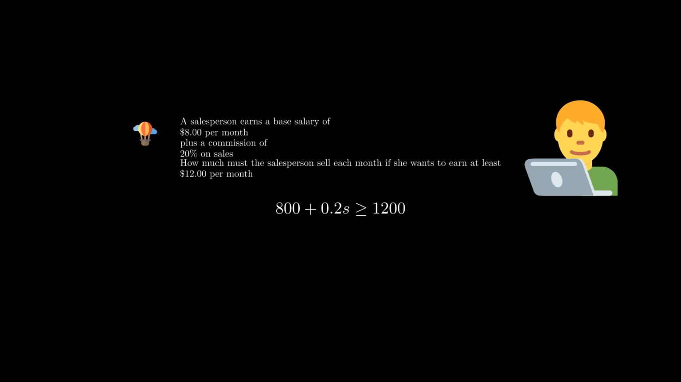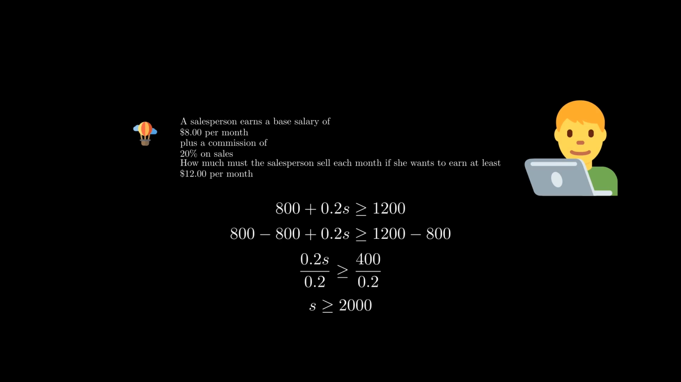So to solve this inequality, we need to isolate s on one side of the inequality. Here we have the left side, 800 plus 0.2s, which represents their total income. The right side, 1200, is the minimum desired income. The inequality indicates that the income must be at least $1,200. So to isolate 0.2s, we subtract the base salary, which is 800, from both sides of the inequality. Now this step helps us remove the fixed base salary, so we can focus on the commission part.